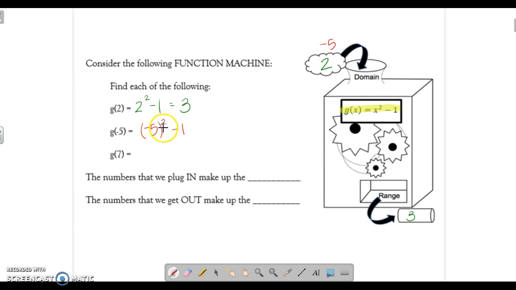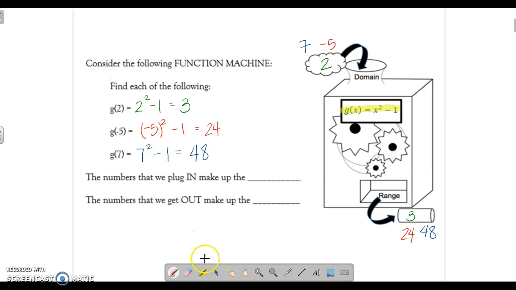We know negative times a negative is positive. So negative 5 squared is positive 25 minus 1, and we get out 24. And then for that last one, g of 7, if I plug in 7 here, we do 7 squared, which is 49, minus 1, and we get out 48.